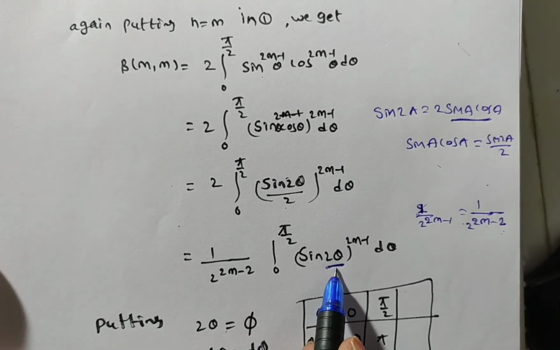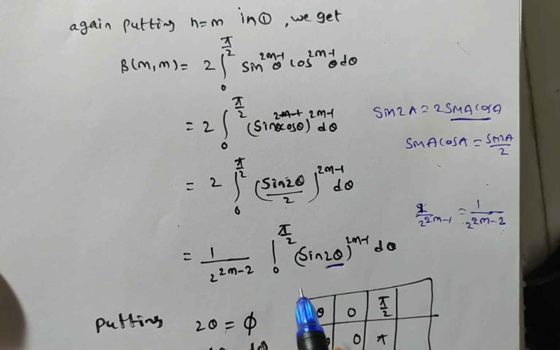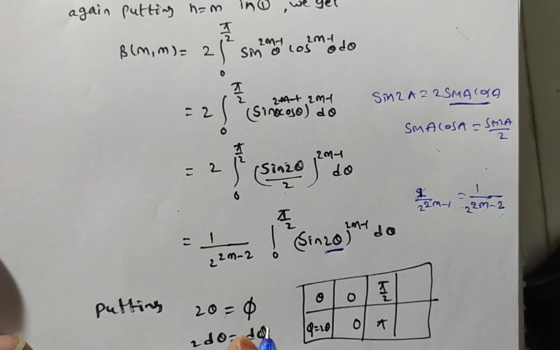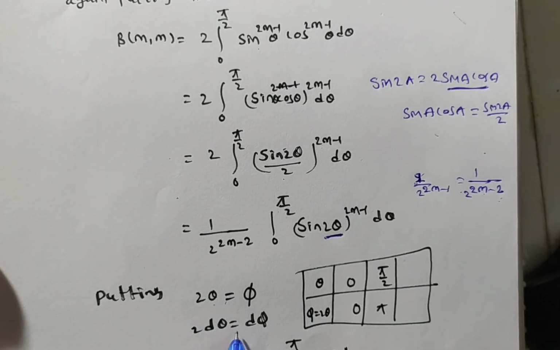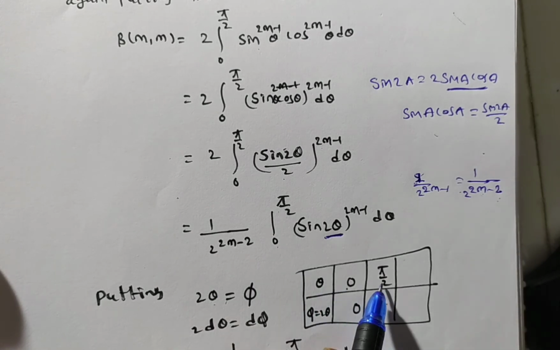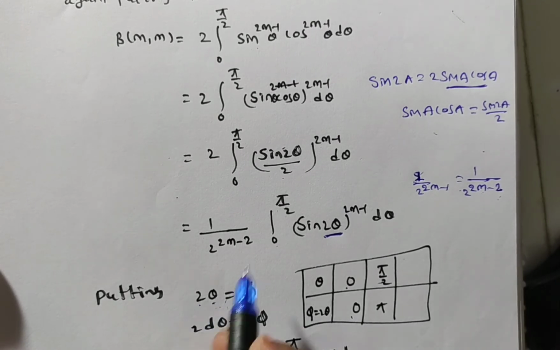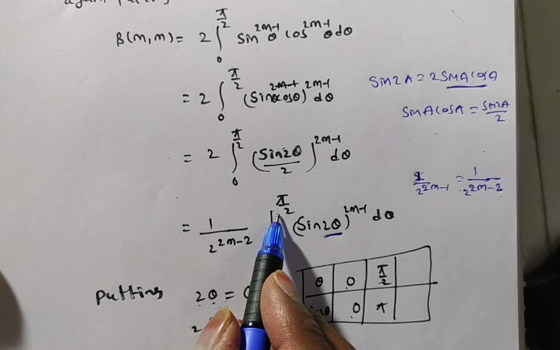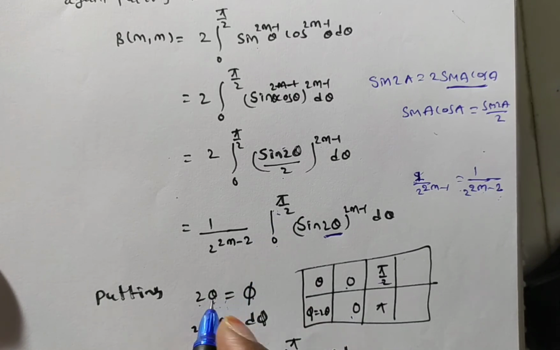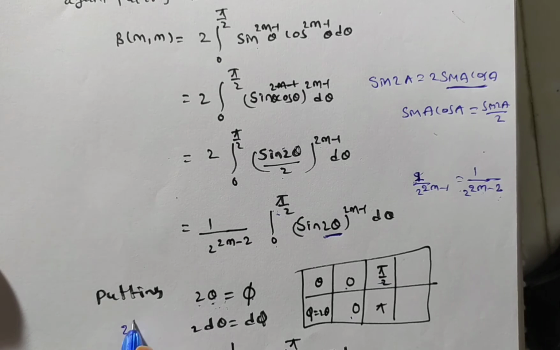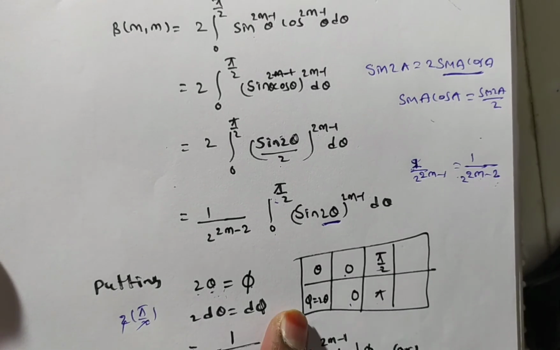If we are changing theta into phi, then d theta and the limits also have to change into phi. So differentiate on both sides. Then you will have 2 d theta is equal to d phi. Now I have to change the limits of theta to phi. The theta limits are lower limit 0, upper limit pi by 2. Put theta is equal to 0, then phi will be 0. Put theta is equal to pi by 2, that is the upper limit of theta. So the 2 gets cancelled, 2 times pi by 2 is nothing but pi. So the upper limit of phi is pi.